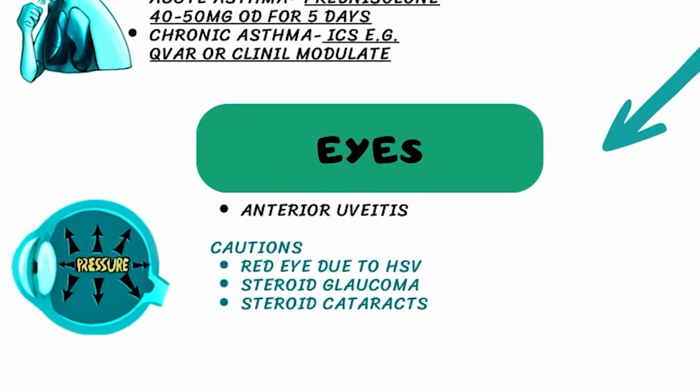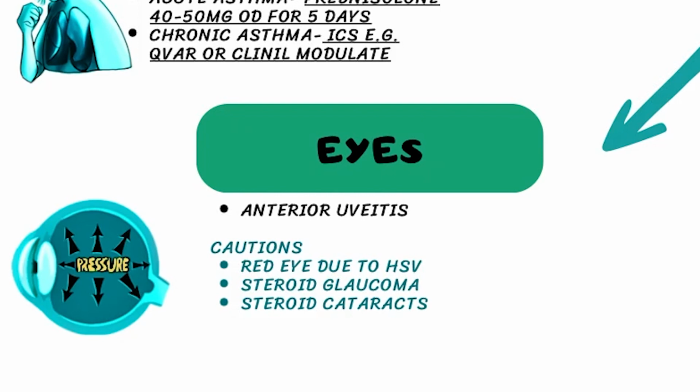Moving on to the eye, anterior uveitis is a common inflammatory eye disease. Topical corticoid steroids are applied frequently in the first 24 to 48 hours to control inflammation. The frequency reduces when under control and should be monitored under expert supervision.